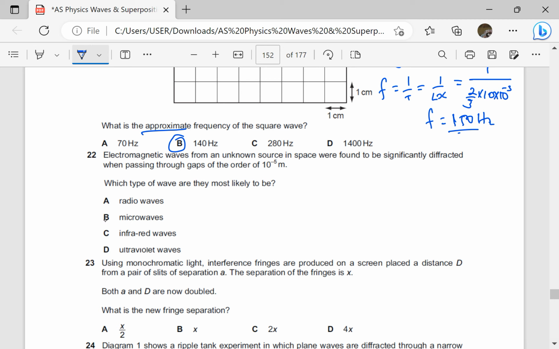Electromagnetic waves from an unknown source in space were found to be significantly diffracted when passing through gaps of the order 10 power negative 5. At this point, you must have in mind that 10 power negative 5 is approximately infrared radiation. Which type of waves are they most likely to be?